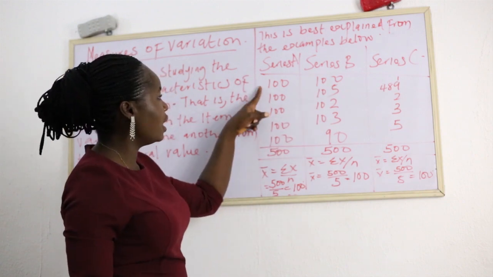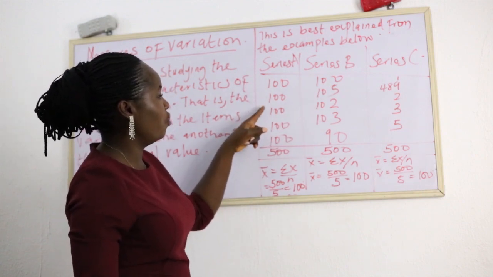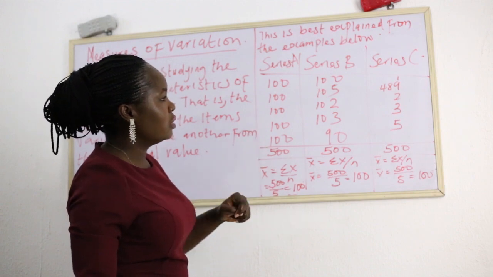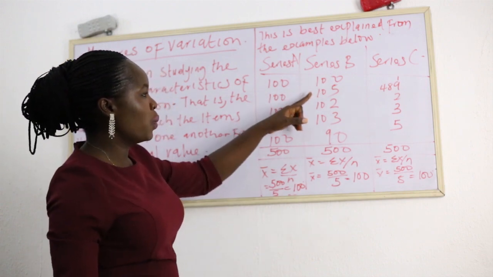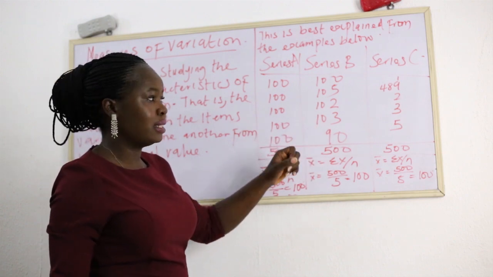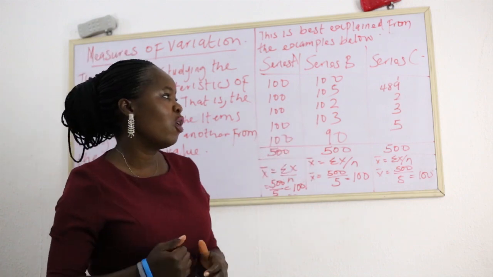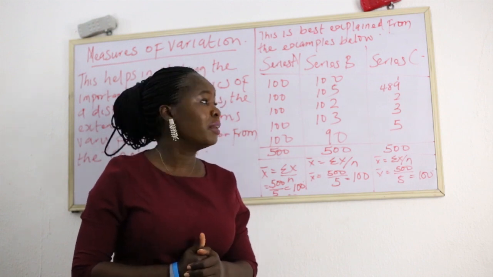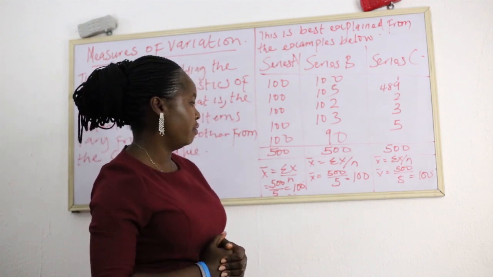If you look at series A, we have 100, 100, 100, 100, 100. Series B, we have 100, 105, 102, 103, and 90. For series C, we have 1, 4, 89, 2, 3, and 5.